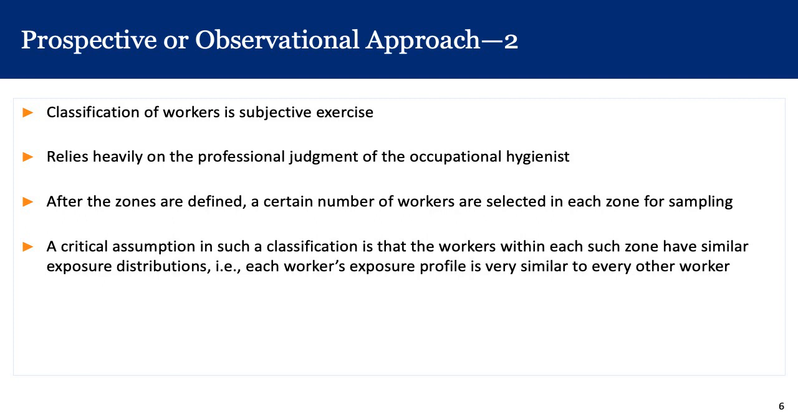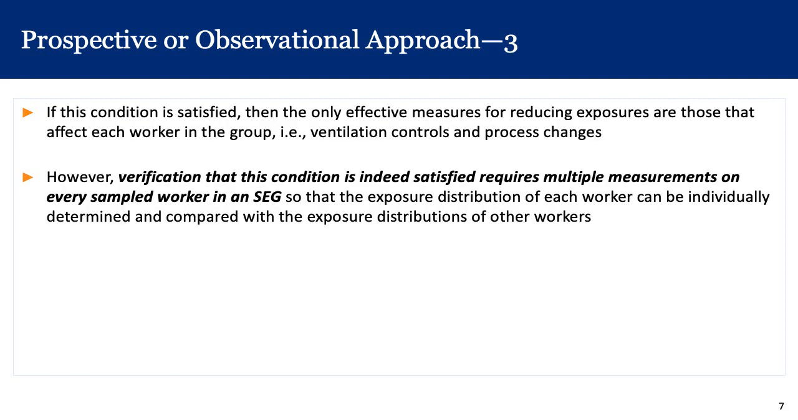An implicit, critical assumption is that the workers within each such zone have similar exposure distributions. Not identical, but similar, meaning they form one log normal distribution. Each worker's exposure profile is very similar to every other worker's exposure profile, meaning each worker's exposure distribution is described by a log normal distribution, and the other workers also share the same log normal distribution with the same geometric mean and GSD. They may not have identical exposures, but they are coming from the same exposure distribution.